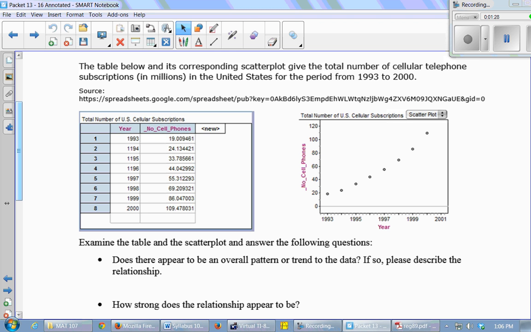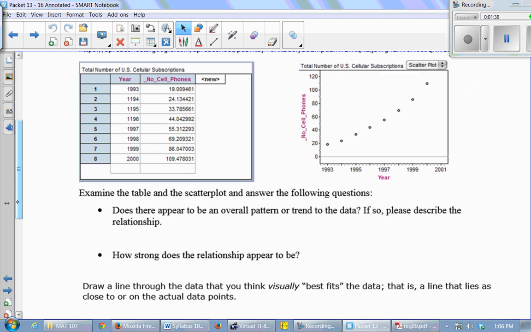Based on the overall pattern in the plot, does it look like there's a relationship between those two pieces of information? What does the relationship look like? Just describe it. It's going up. Yep. Increasing. As time goes on, the number of subscriptions goes up.